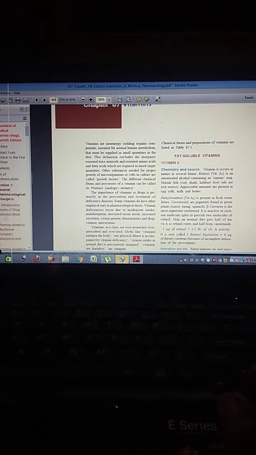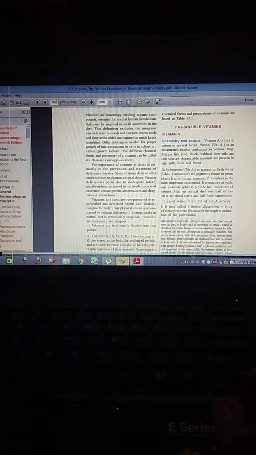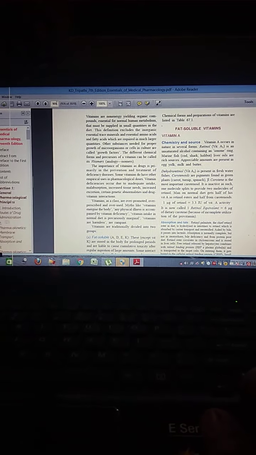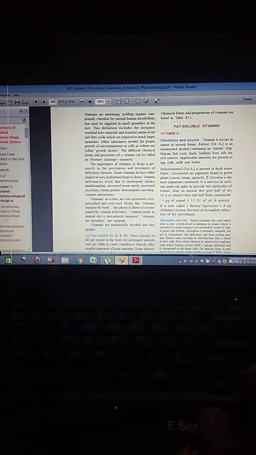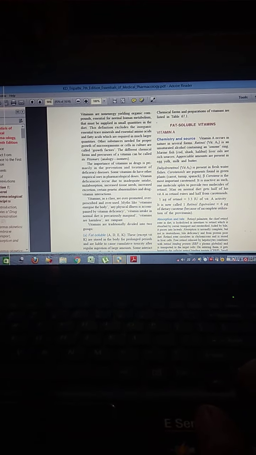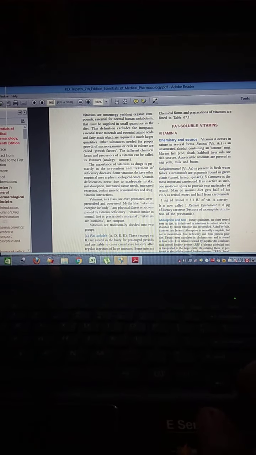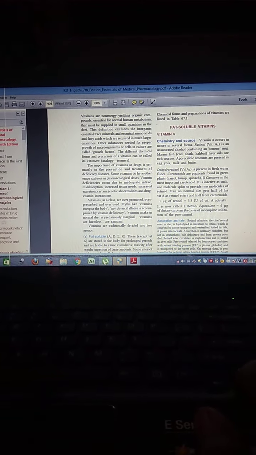Now, fat soluble vitamins. Vitamin A: chemistry and sources. Vitamin A occurs in nature in several forms. Retinol is an unsaturated alcohol containing a beta-ionone ring, and marine fish liver oils are rich sources. An appreciable amount is present in egg, milk, and butter.